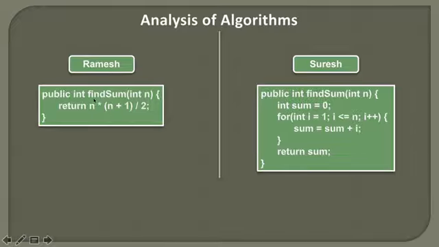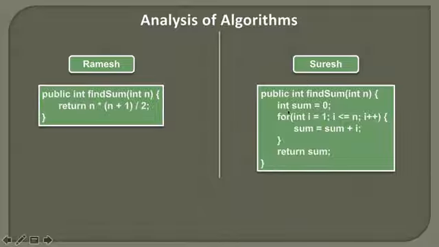Here Ramesh is trying to find the sum of the first n natural numbers using the mathematical formula, which is n into n plus 1 by 2. So if we input n equal to 5, it will be 5 into 5 plus 1 by 2. So 5 plus 1 is 6. 6 divided by 2 is 3. And 5 into 3 gives 15. So this is the mathematical formula which is directly used to find the sum of the first n natural numbers.